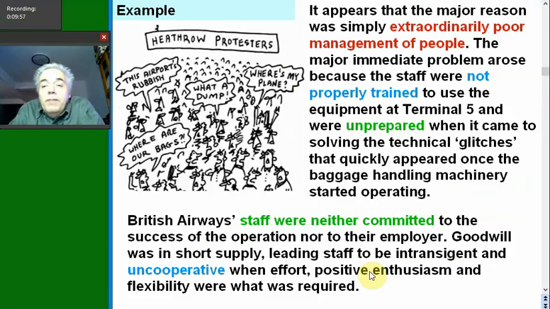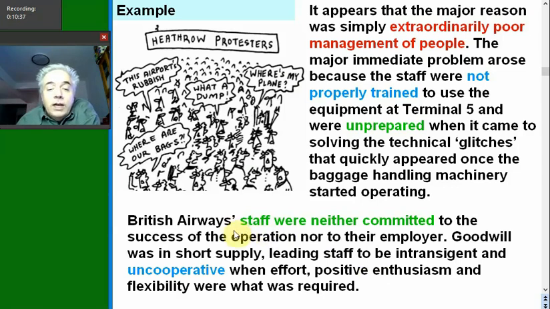So it appears that the major reason was simply extraordinarily poor management of people. So the major immediate problem arose because the staff were not properly trained to use the equipment at Terminal 5 and were unprepared when it came to solving the technical glitches that quickly appear once the baggage handling machines start operating. So it means the employees were unprepared. They're not used to handling the technology of the baggage, right? So that was the consequence that happens. Right? They are unprepared, right?